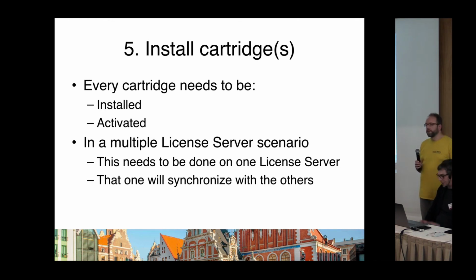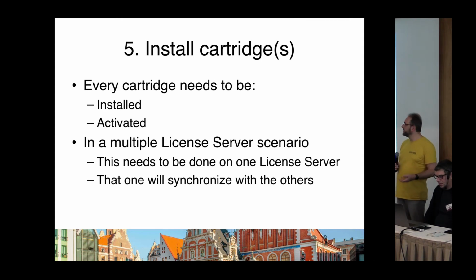And so then the next thing is that you need cartridges for this license server. And for each cartridge, you will receive a license file just as you would receive for a product that you purchase. And then you need to install the cartridge on a particular license server and activate it on that license server. And if you have a failover scenario, luckily, you only have to do it on one, and then they will replicate the information about the cartridges amongst themselves.